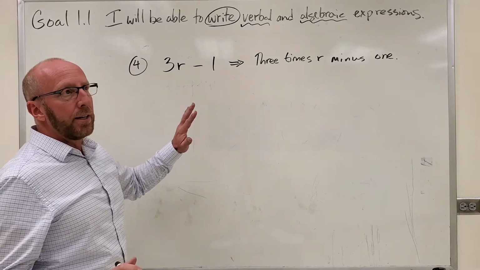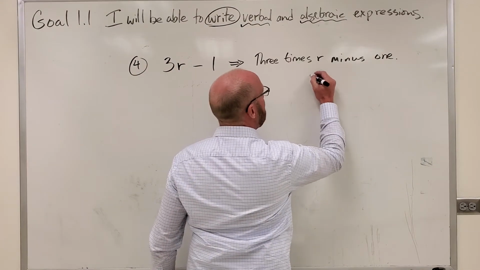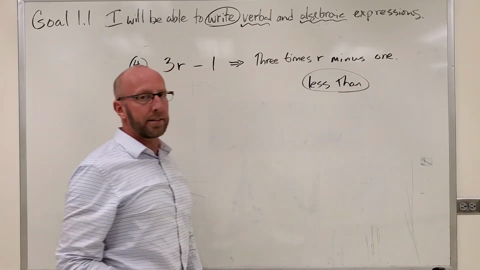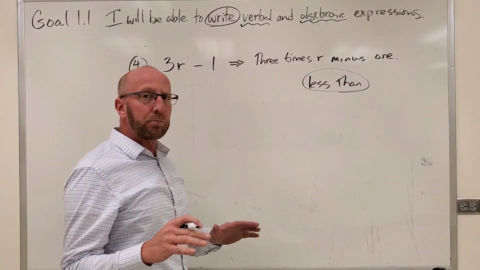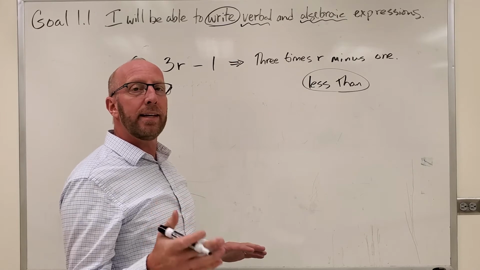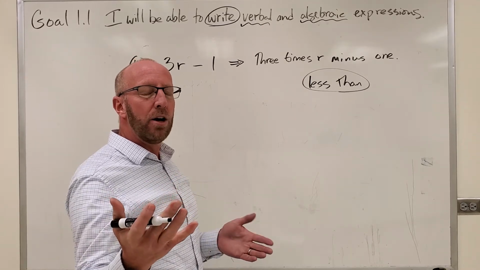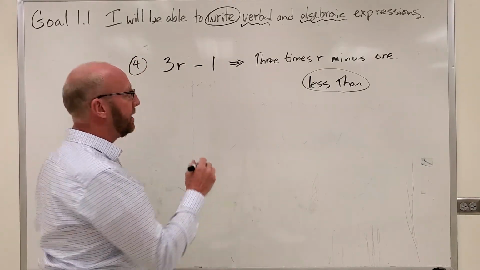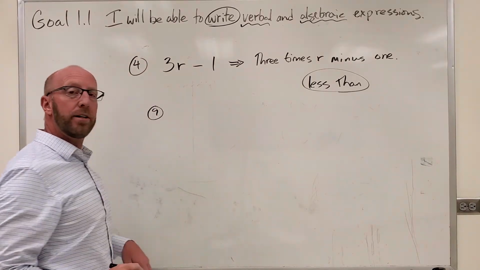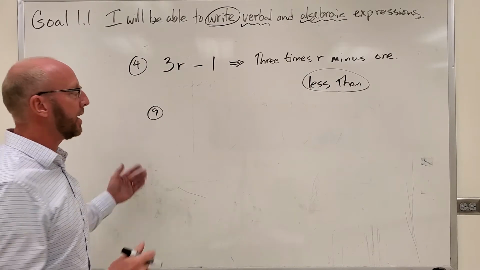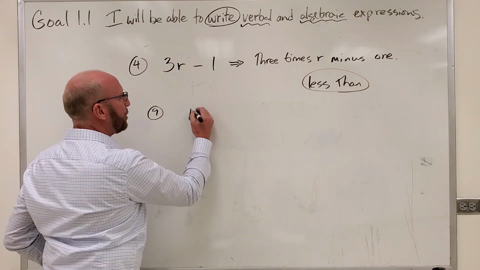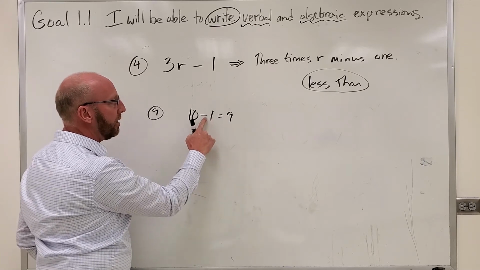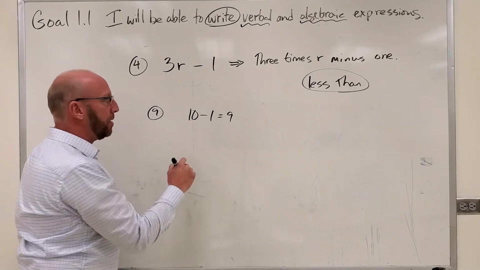Another way that I could do this is using the word less than. Here's the hard one. Here's what I want you to remember, less than. If I were to say, what is 1 less than 10? Think about it right now. What is 1 less than 10? 1 less than 10 is the number 9. Everybody agree? 1 less than 10 is 9. How would I write that? I would write it as 10 minus 1. This is 1 less than 10.